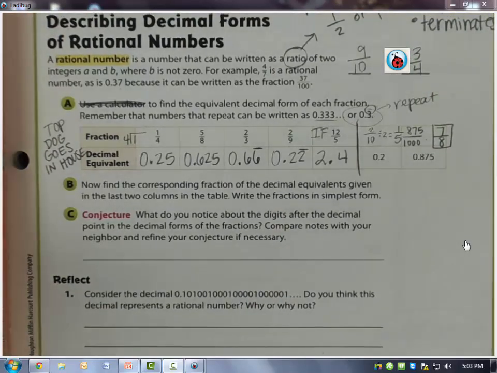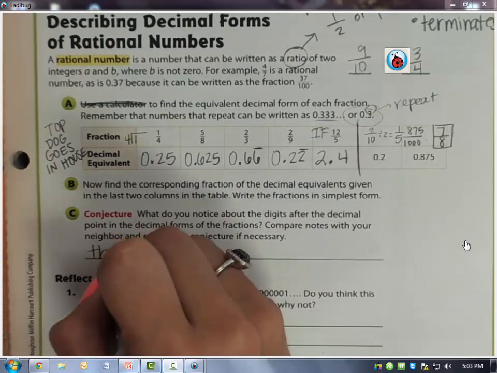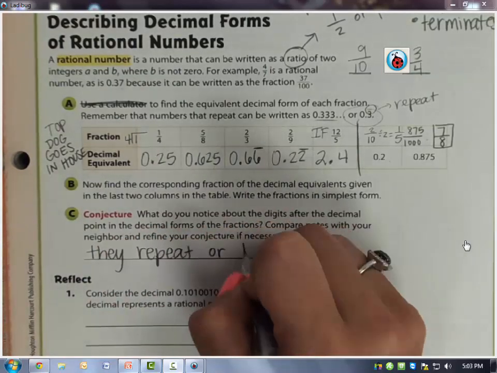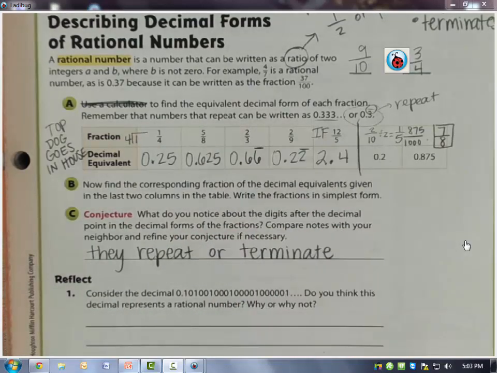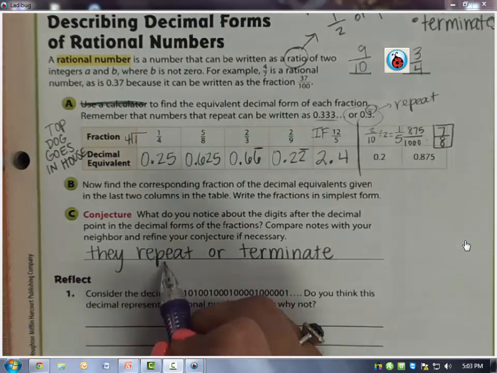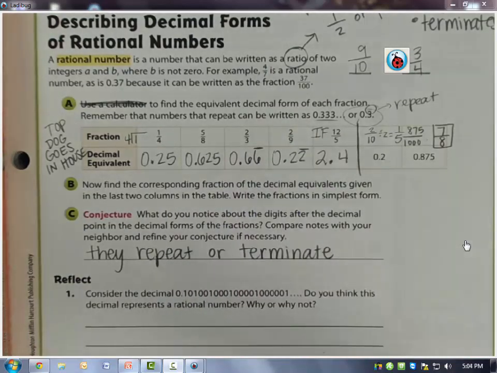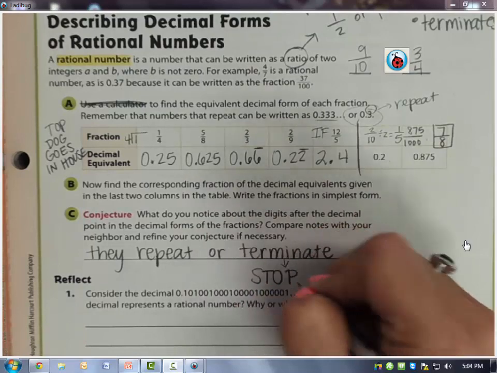You should know that they either repeat or terminate. Remember I told you these vocab words were going to be coming back? Repeat just means these numbers are going to go on forever and ever. There's a pattern to the numbers, and they're just going to keep going on. Terminate is a fancy word for stop. That's a vocab word that you're definitely going to need to know.